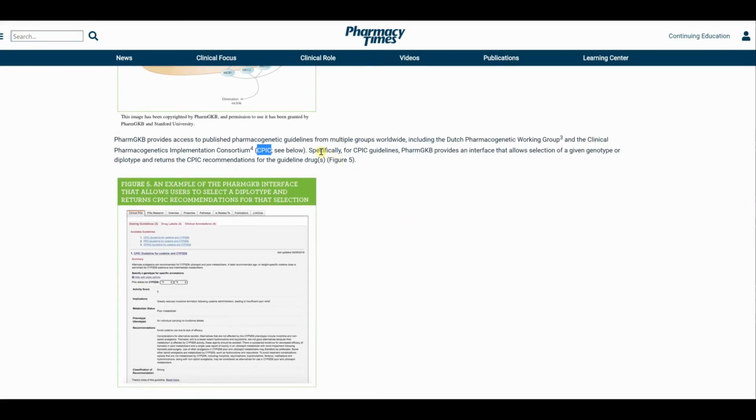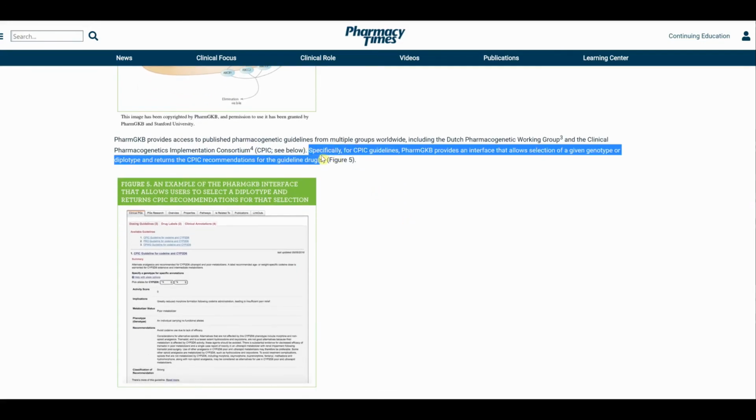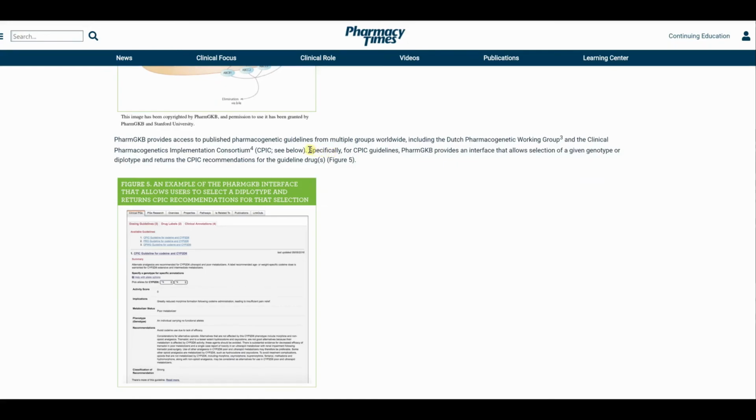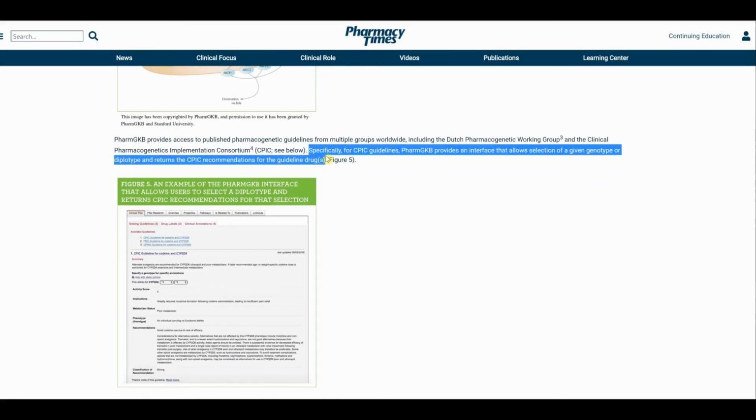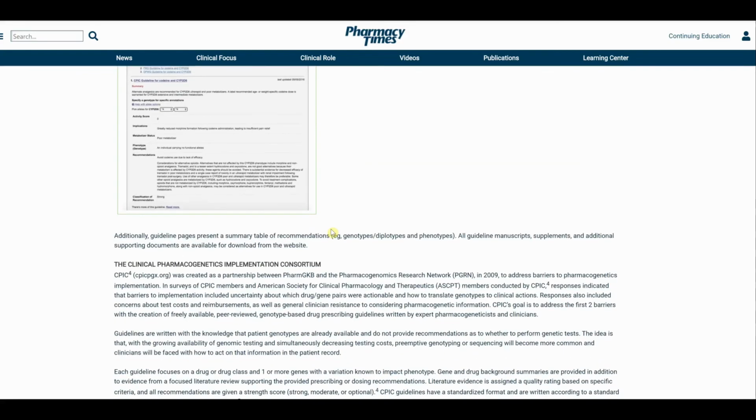And interestingly enough, because most level 1 evidence, which we'll see in a second, is based on guidelines, PharmGKB actually provides these interactive pages where you can use CPIC guidelines and input your own variants, and it'll tell you basically what to do based on those guidelines.